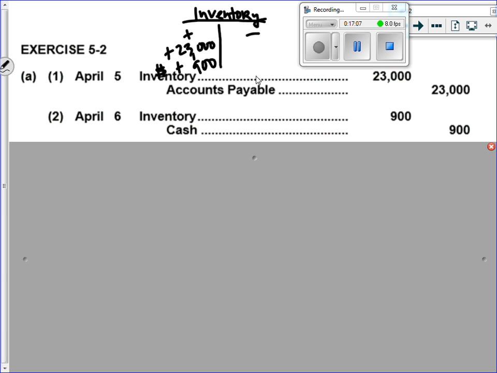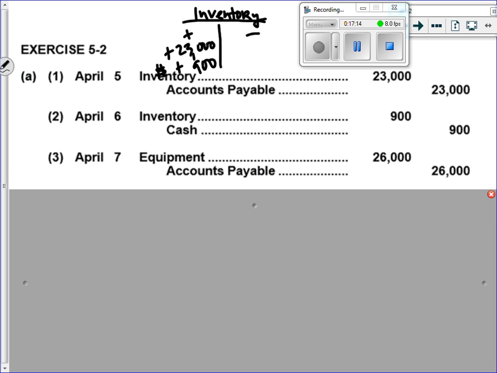What are we buying on April 7th? Equipment on account. Honestly, they just kind of threw that one in there. This has nothing to do with inventory. I shouldn't say that. What if the equipment is like a new pallet mover because we buy in bulk so much? Then it kind of does have to do with inventory, but it's not called inventory. Equipment is equipment. It's a different kind of asset.